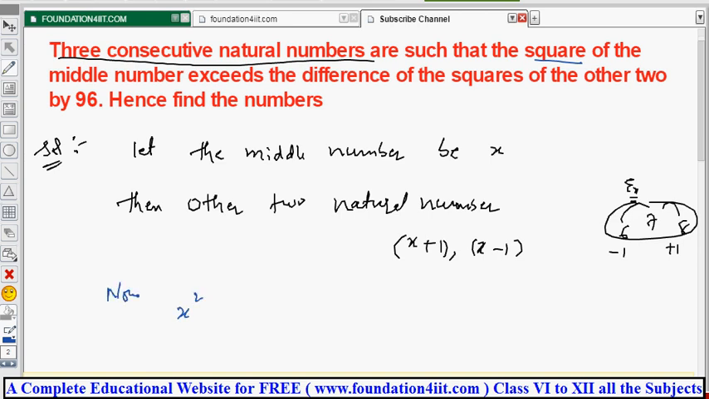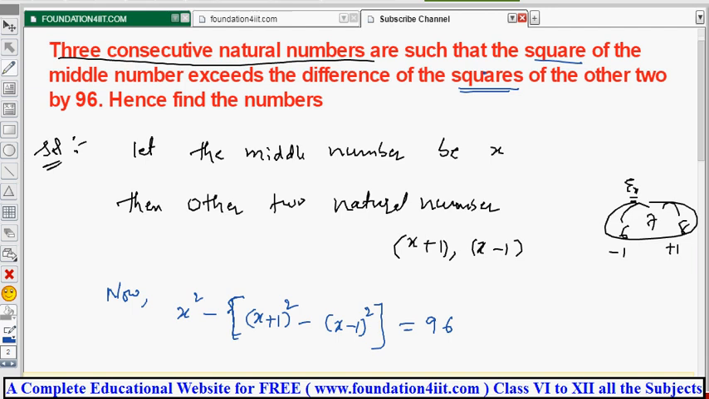This is the statement I am making. Square of the middle number exceeds the difference of the squares of the other two numbers. Exceeds. So the difference of the squares of the other two numbers. The other two numbers are x plus 1 and x minus 1. Generally x plus 1 is the bigger, so x plus 1 whole square minus x minus 1 whole square. That is equal to 96. This is the step now.